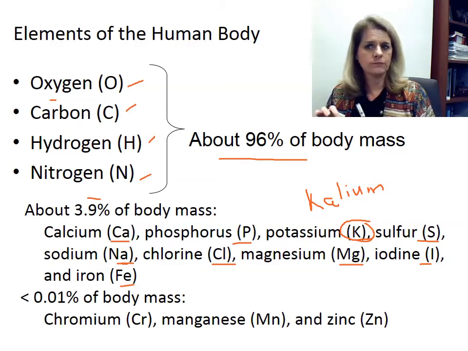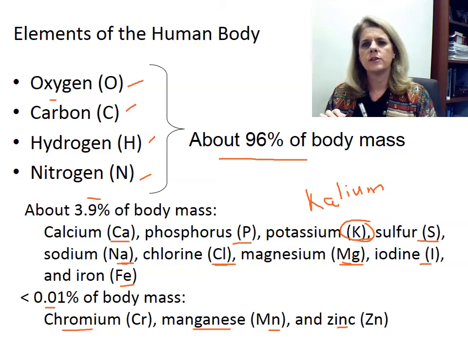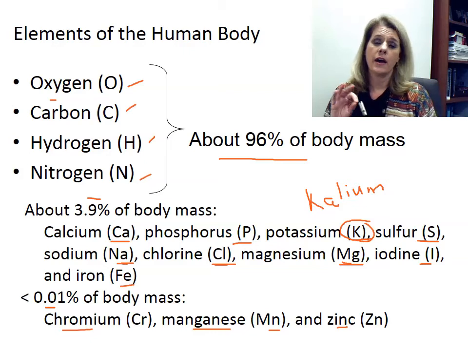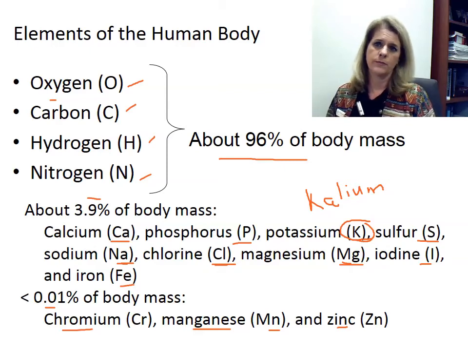Natrium. Chlorine is Cl. Magnesium, Mg. Iodine is I. And iron, Fe, for ferrous. And then just a small amount of trace elements. You have chromium, which is Cr, manganese, Mn, and zinc, Zn. So these are the ones I expect you to know on my exam. Sometimes I use the letter, sometimes I use the name. I expect that you recognize either one on my exam. So you need to learn all of these by their name and their symbol.